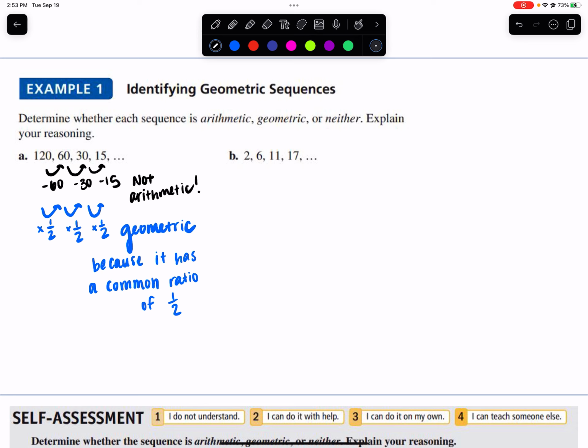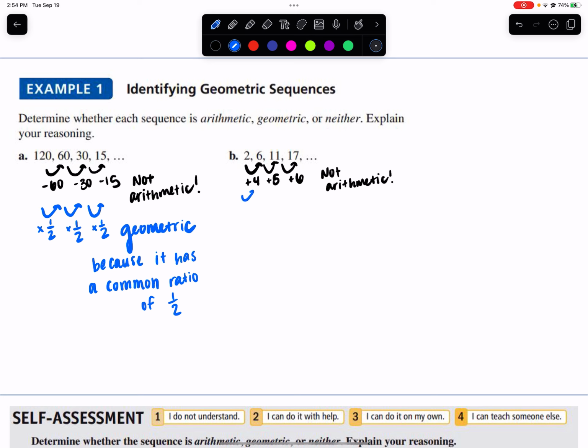All right, part B. So we'll test arithmetic first. So am I adding? So 2 to 6, I would add 4. 6 to 11, I would add 5. 11 to 17, I would be adding 6. So I know it's not arithmetic. So I'm going to try geometric.